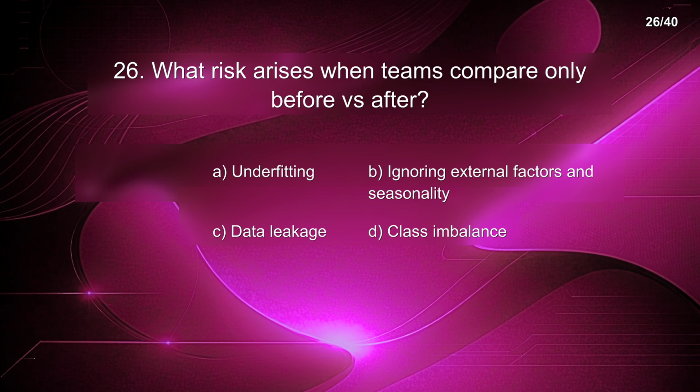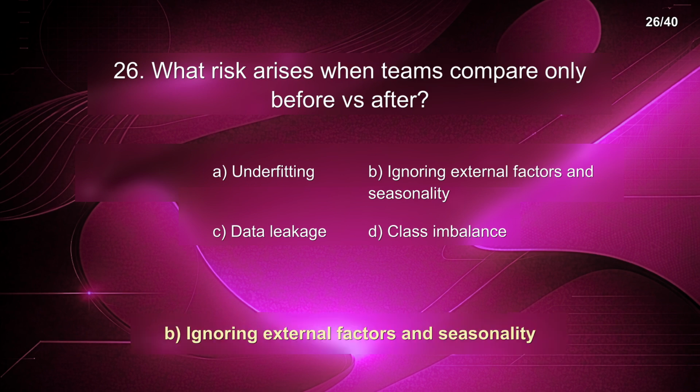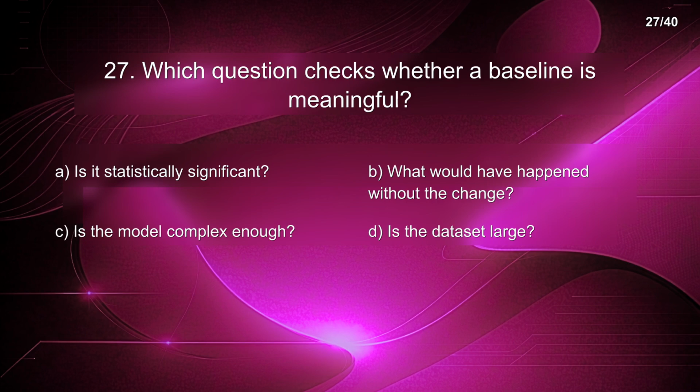Correct answer is B. Ignoring external factors and seasonality. 27th question. Which question checks whether a baseline is meaningful? A. Is it statistically significant? B. What would have happened without the change? C. Is the model complex enough? D. Is the dataset large?